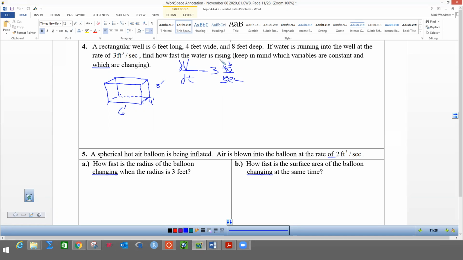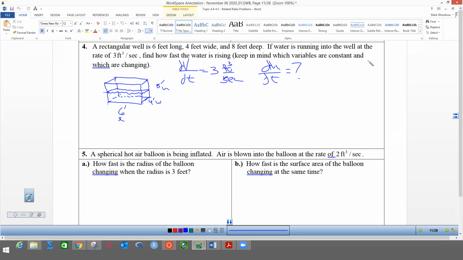How fast is water rising? So we usually do a height. We usually let this be length, width, and height. So there's water in here that's rising. So we're looking for dH/dt, that is what we want to know. And water, all right.